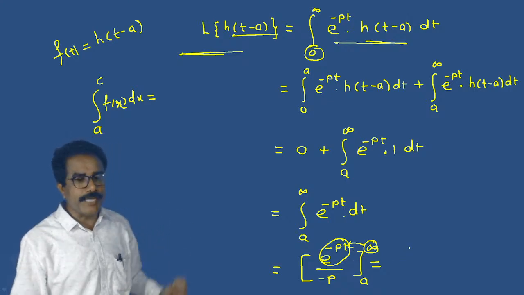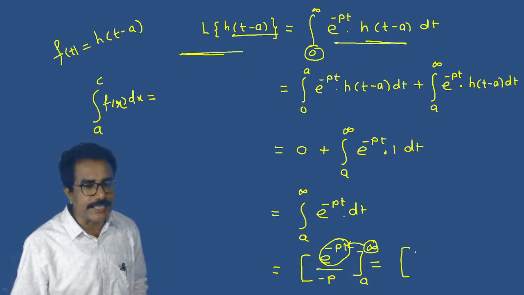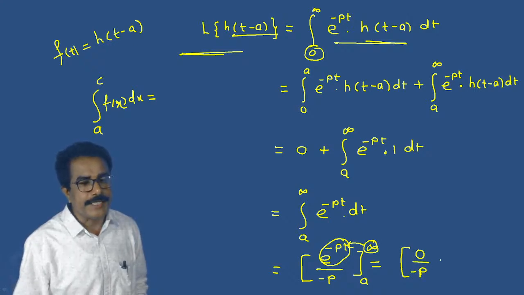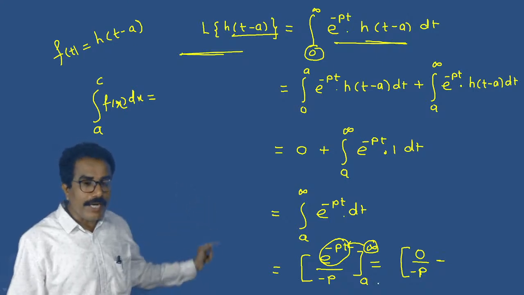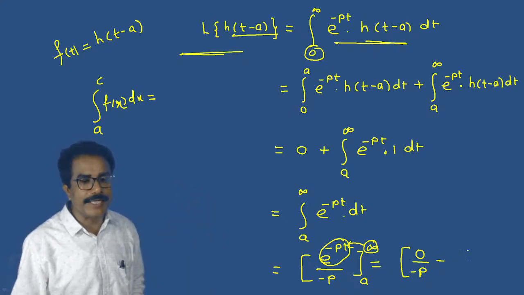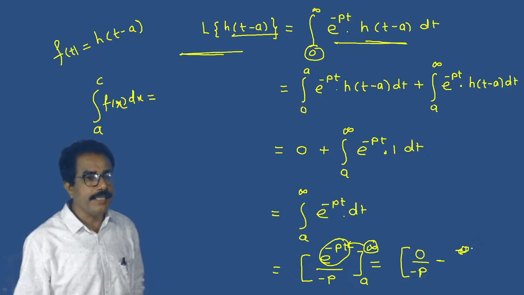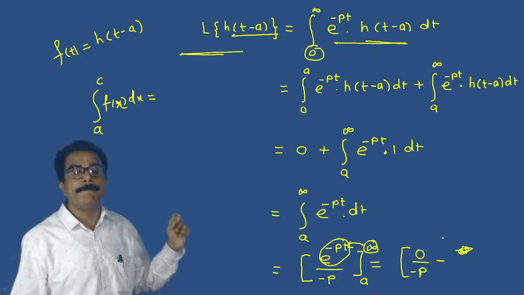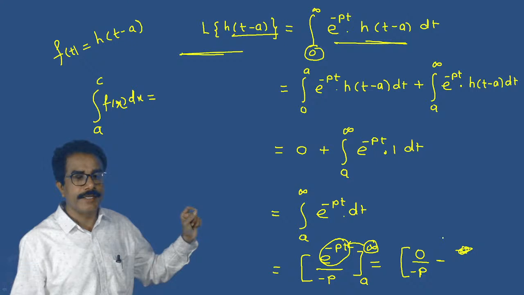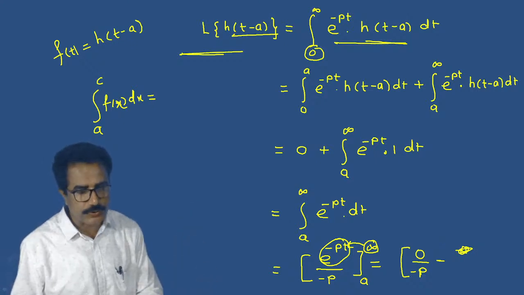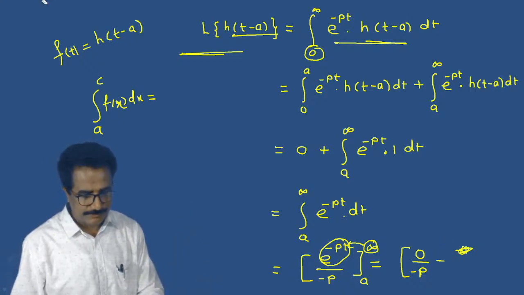If we put the upper limit, then the value of this integral becomes 0, and if we put the lower limit in the integral, then we will get e raised to minus pt, means p into a, divided by minus p. So one minute, I shall remove this.